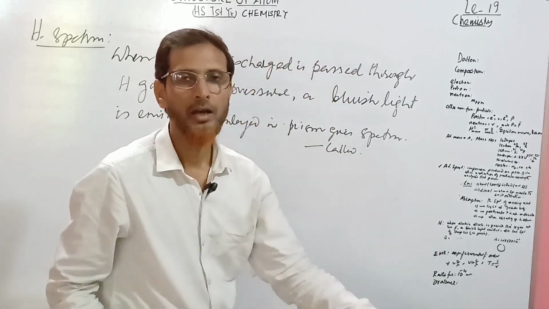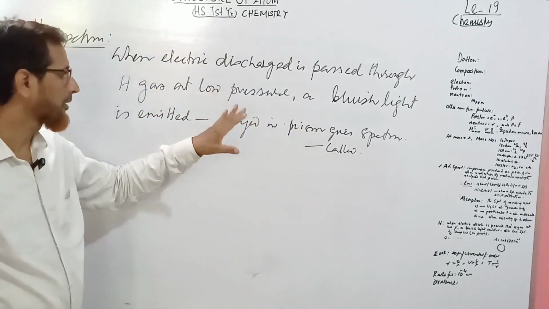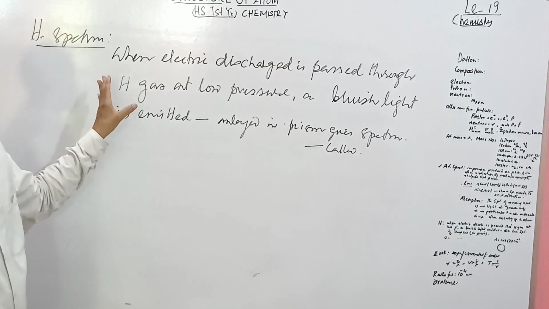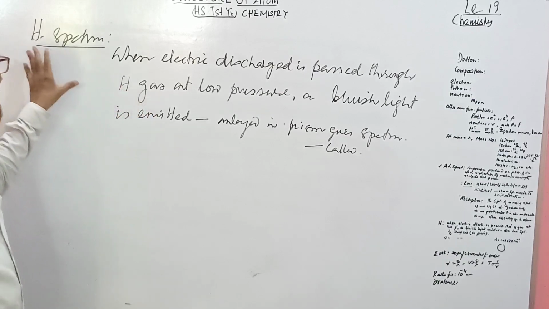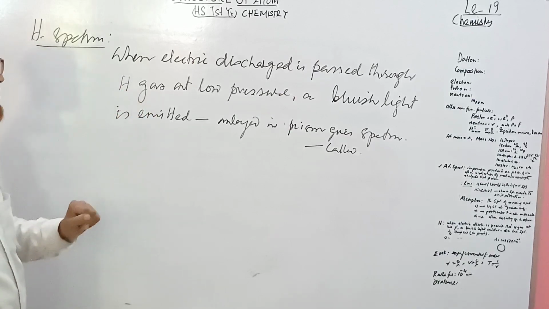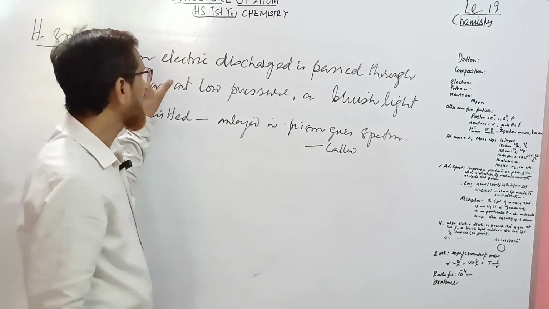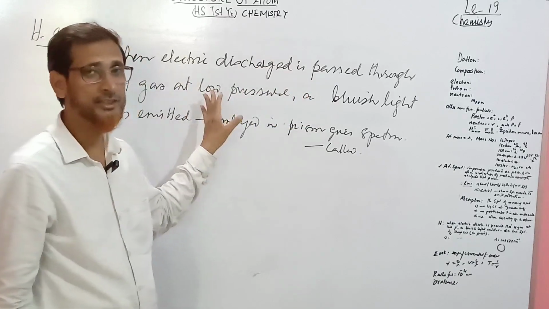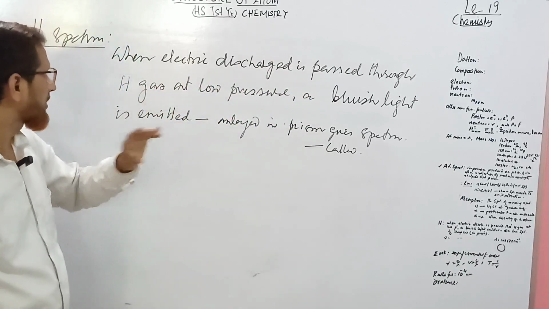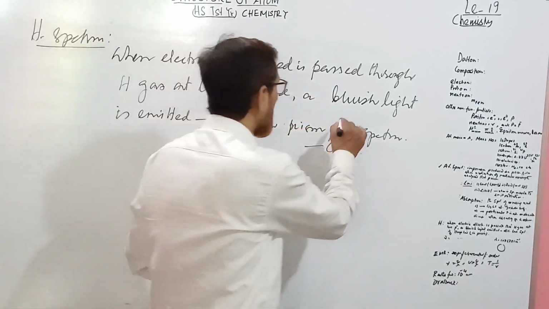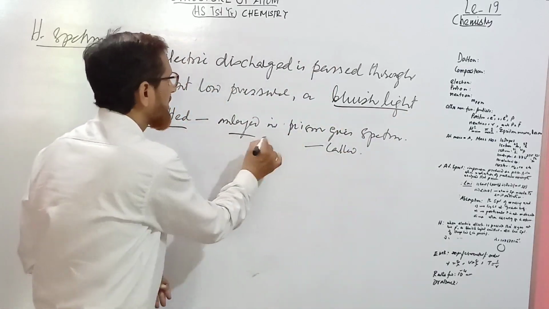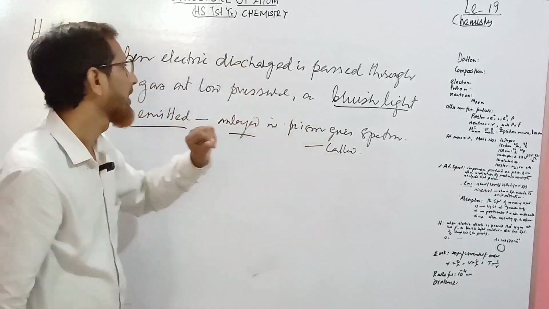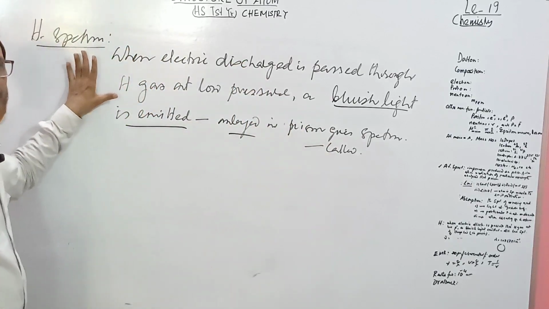Very simple thing, and a lot of things will depend upon this hydrogen spectra. A lot of questions are there. First of all, you should know what hydrogen spectra actually means. When electric discharge is passed through hydrogen gas at low temperature, a bluish light is emitted, and when this light is analyzed through a prism, a spectra appears. This is called hydrogen spectra.